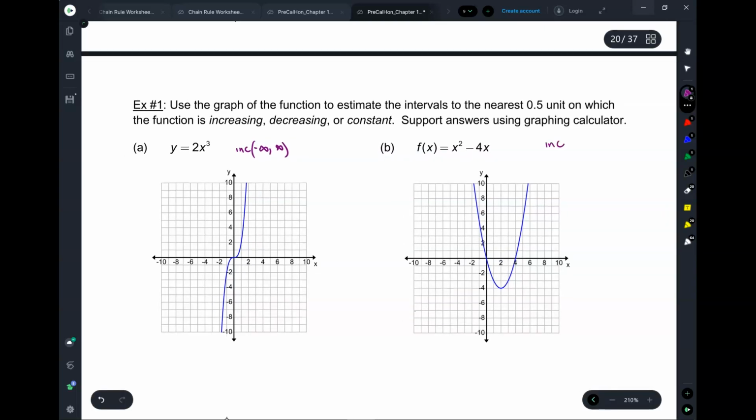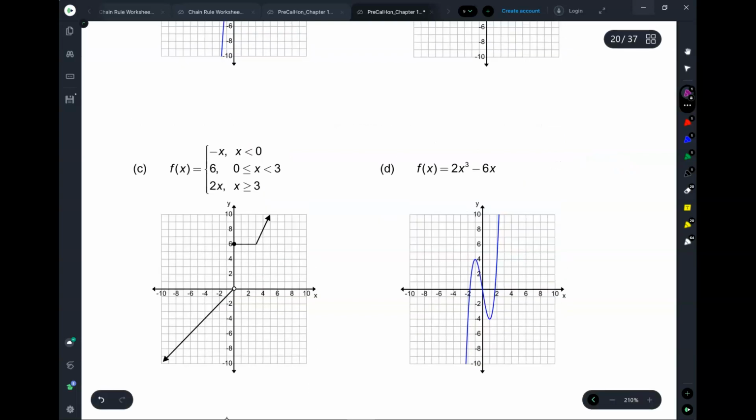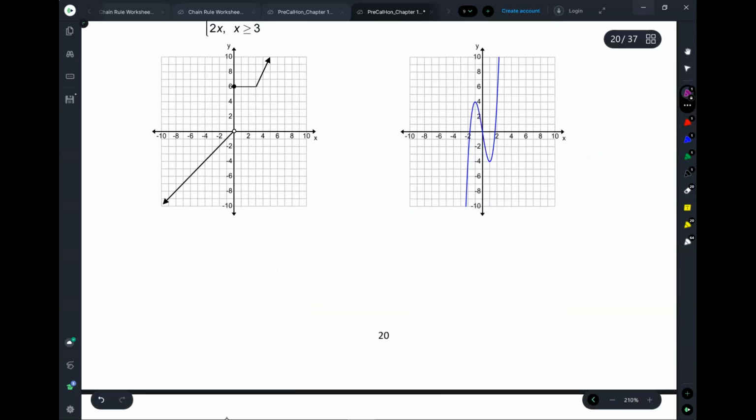What about this next one? Where is it increasing and where is it decreasing? From 2 to infinity it increases, and it decreases from negative infinity to 2. Okay, x values only, never y values, because 4 is a y value. Okay, here. Increasing from where to where?